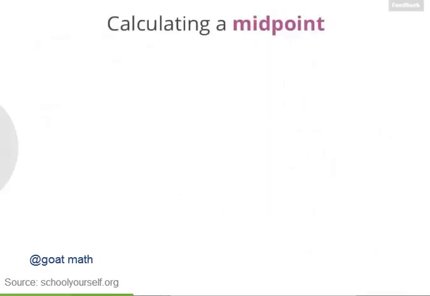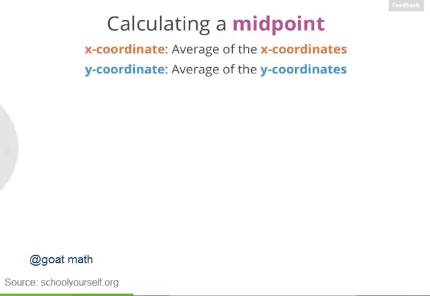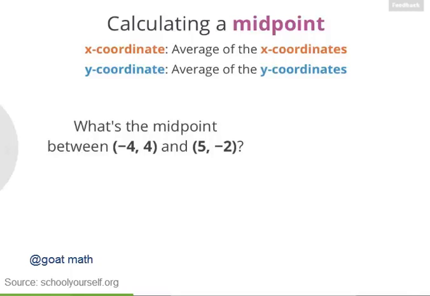Okay, so as we just said, if you want to calculate the precise coordinates of a midpoint, you can find its x-coordinate by averaging the x-coordinates of the 2 points, and you can do the same thing with the y-coordinates to find the midpoint's y-coordinate. Try finding the midpoint between the points -4, 4 and 5, -2. You can enter the midpoint's coordinates over here, or click here if you get stuck.